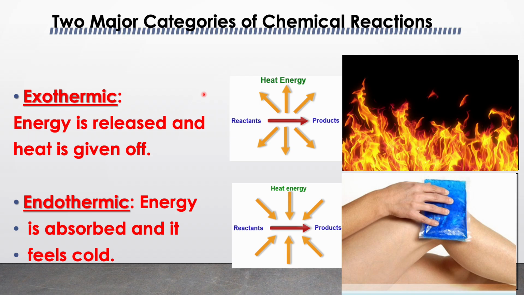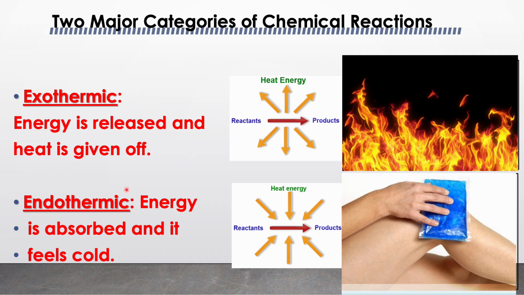Two major categories of chemical reactions: you have exothermic and endothermic. In an exothermic reaction, think exo like exiting, energy is going to be released, or energy is exiting, and the heat is given off as a result. So again, in our reaction, we would start with our reactants. We would get products, something new, but as a result of this reaction, you would have heat given off, and heat is a form of energy. Again, that is known as exothermic.